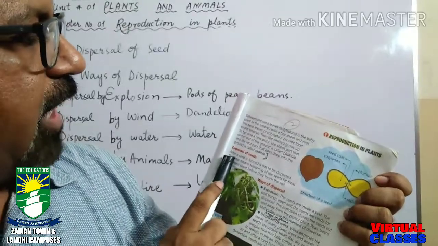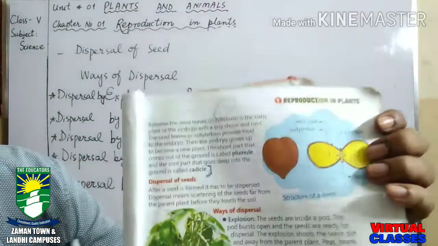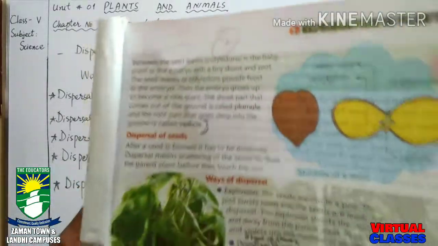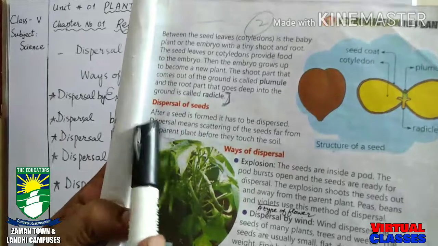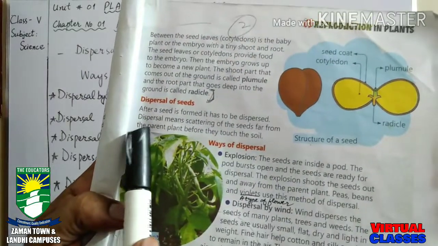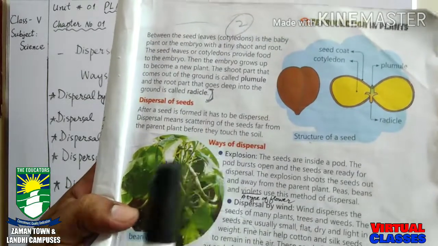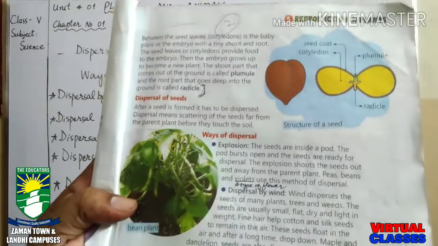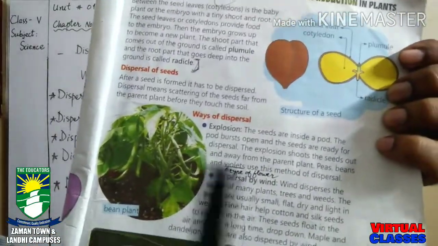Dispersal of seeds. After seed is formed, it has to be dispersed. Dispersal means scattering of seeds from parent plant before they touch the soil. So there are different ways, as you are watching at the board. There are different ways of dispersal.